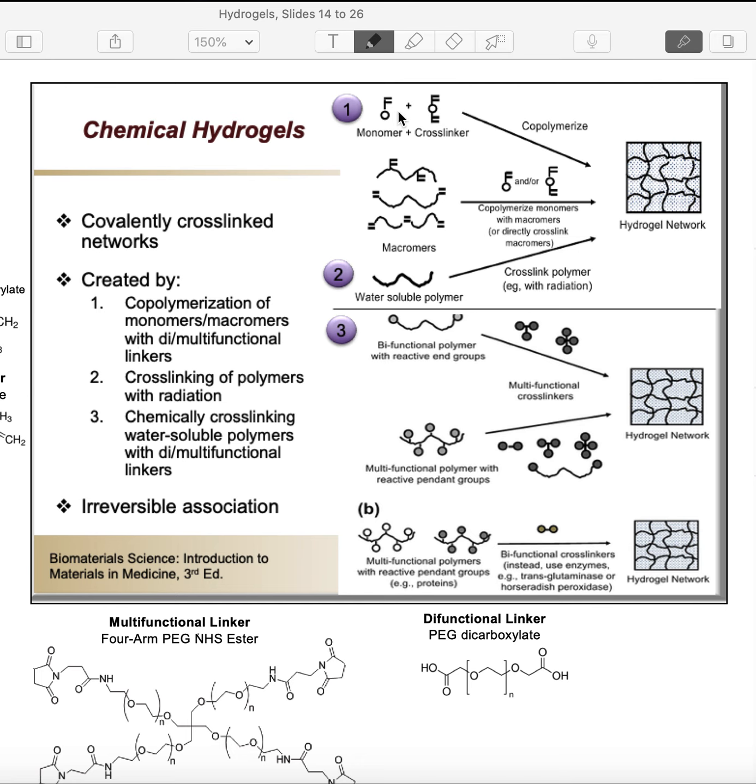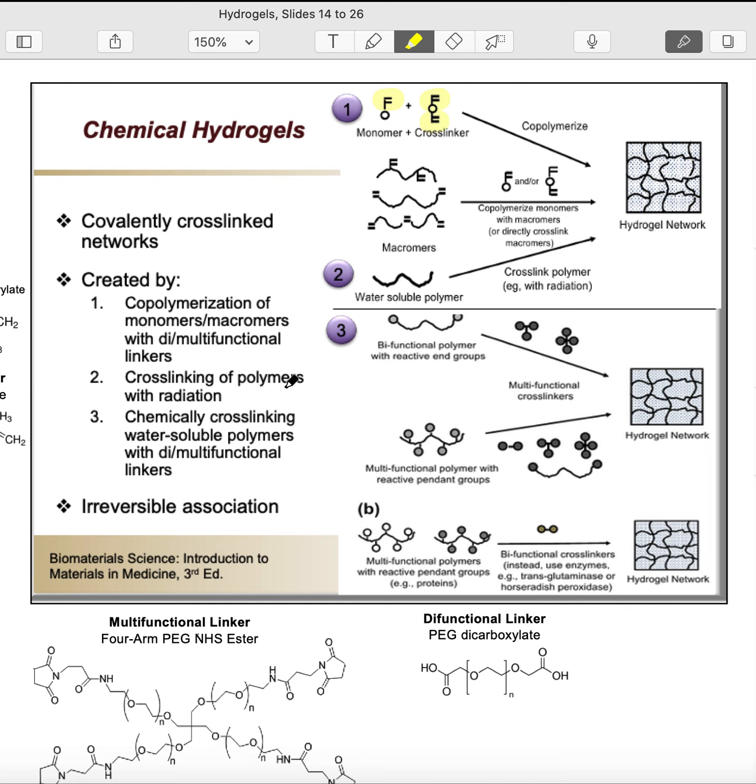For example, here we could have a monomer that has a vinyl group, something like an acrylate or methacrylate group that can be polymerized through free radical polymerization together with a cross-linker that has two such vinyl groups. And then when these are copolymerized, of course, you're going to get a cross-linked chemical network because of the cross-linker being able to link two independent polymer chains.